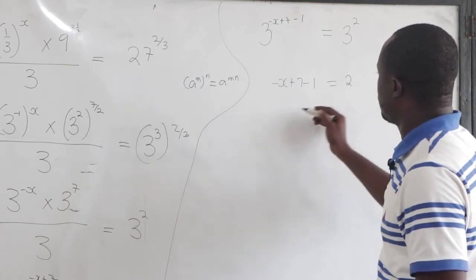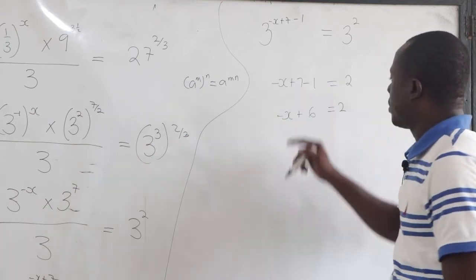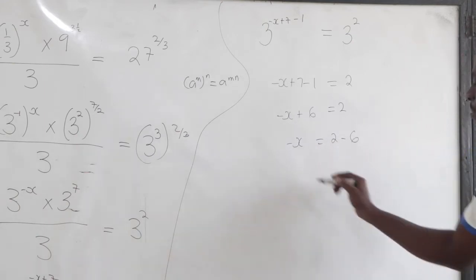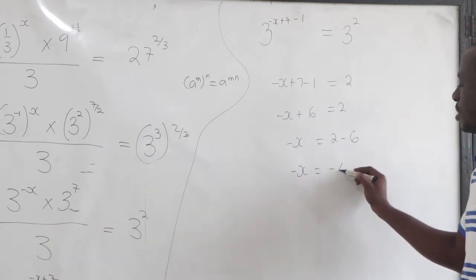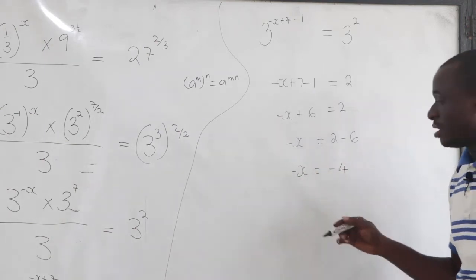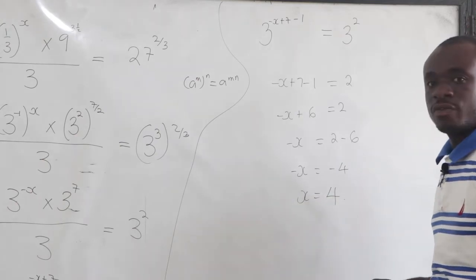Now we have negative x plus 6 equal to 2, 7 minus 1. We have negative x equal to 2 minus 6. Negative x equal to negative 4. 2 minus 6, that's negative 4. We can divide through by the negative, so we have x equal to positive 4.